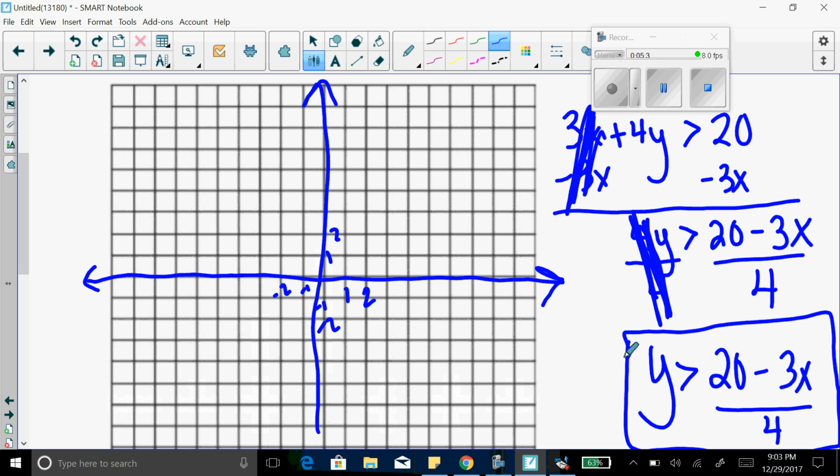Now you can go ahead and graph this just how I taught you for the first problem. You could put the 20 minus 3x over 4 in as a line first, get your points, then go ahead and put it in as an inequality to figure out where the shading should be and where the line should be, and whether it should be dashed or solid.